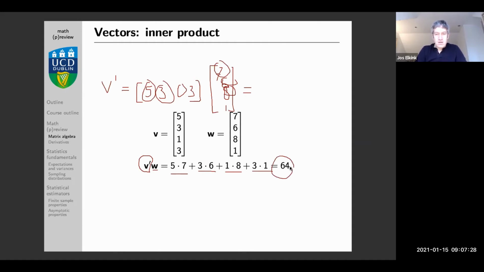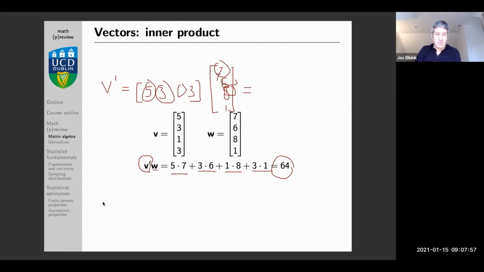So if we have a vector and we take the transpose so that we have a row vector, and we multiply it with a column vector, it is the sum of the product of all these elements. And to make this sum, of course, these vectors need to have exactly the same length. So we cannot calculate the inner product of a vector with 5 elements and a vector with 4 elements. They have to have the same number of elements to make this operation possible.